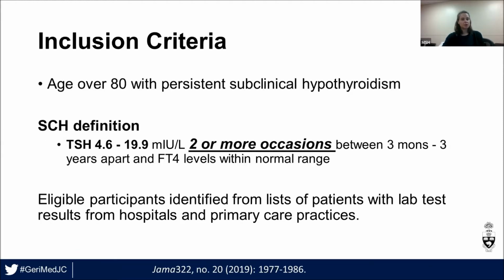The inclusion criteria was being over 80 and having persistent subclinical hypothyroidism. And so this meant having a TSH between 4.6 and 19.9 on 2 or more occasions. And of course, we know that it can fluctuate and people also often become euthyroid in that time. Participants were identified by a list of patients' lab tests from the hospital and primary care practices.